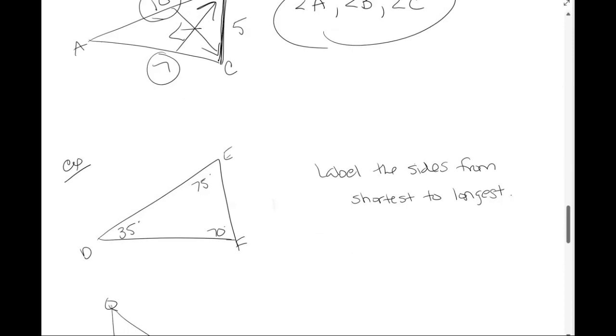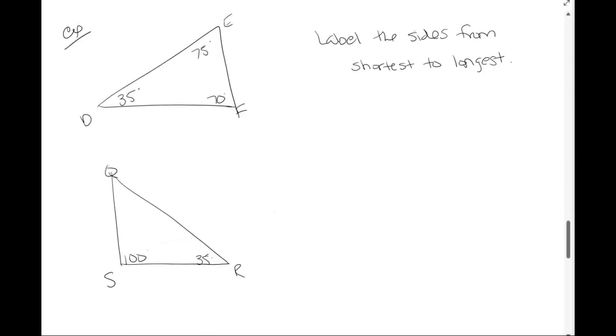All right, now we're going to go backwards. What if you're given the angle measures and you want to label the sides from shortest to longest? Well, the same thing is going to be true. Look for your smallest angle. Smallest angle goes with the smallest side. Therefore, EF has to be my shortest side.